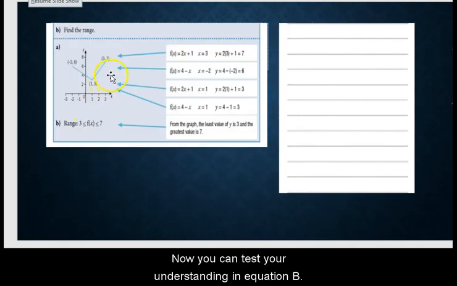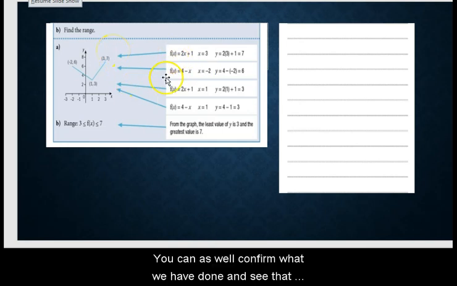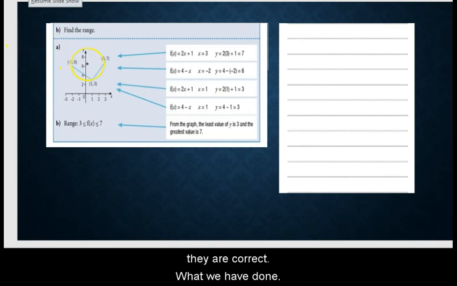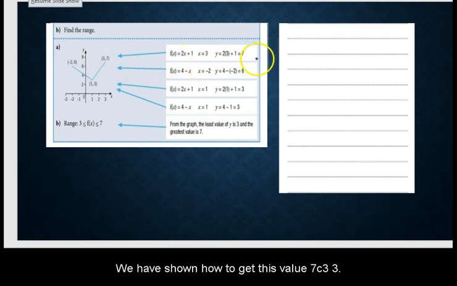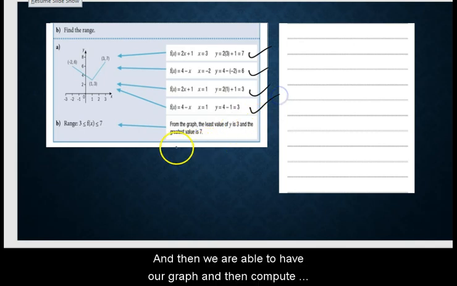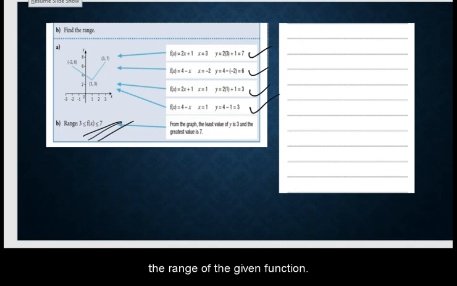Now you can test your understanding in question B. You can as well confirm what we have done and see that they are correct. What we have done, we have shown how to get this value, and then we are able to have our graph and then compute the range of the given function.